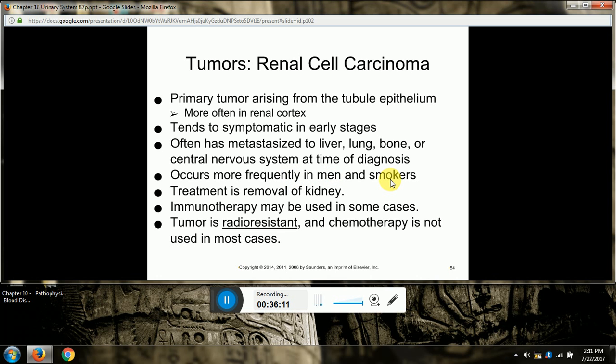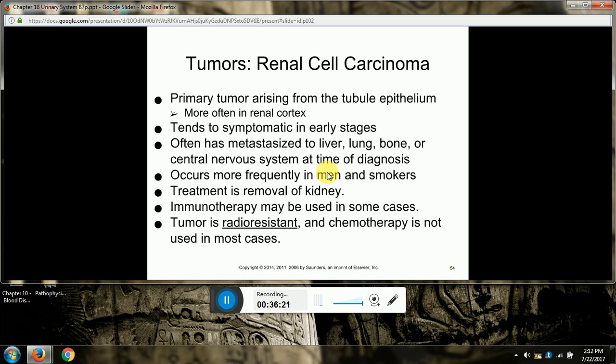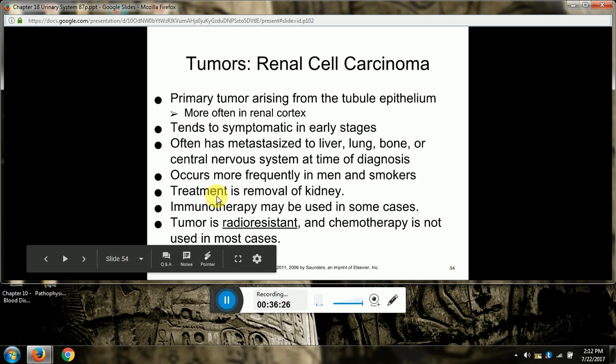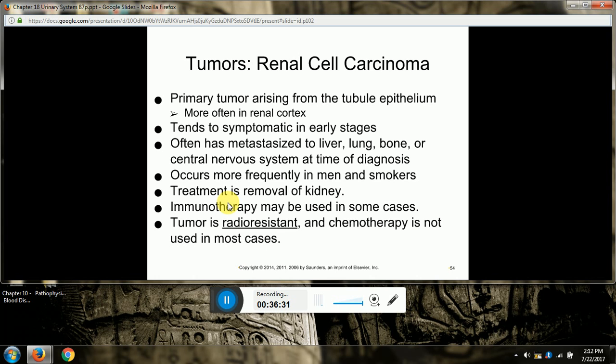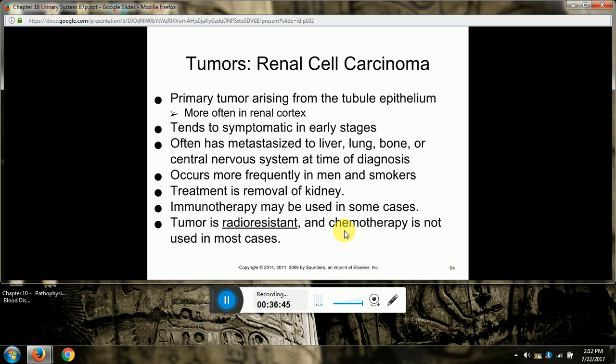The treatment is removal of the kidney. If it is metastasized, you'd have to maybe go through other methods to kill the other tissue. Immunotherapy may be used in some conditions, mainly to try to get the individual's immune system to kill it. Unfortunately, though, the tumor is radio-resistant, meaning it does not respond to radiation and usually doesn't even respond to chemotherapy, so the prognosis is not very good.